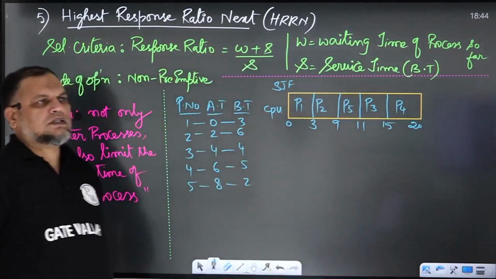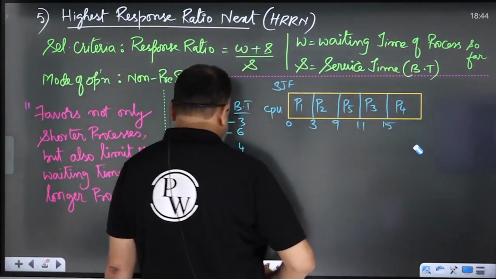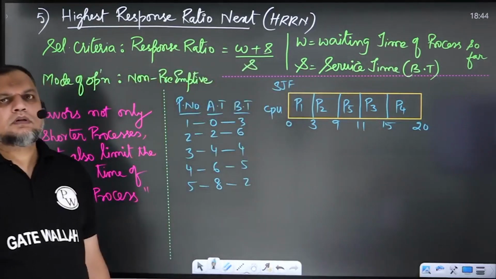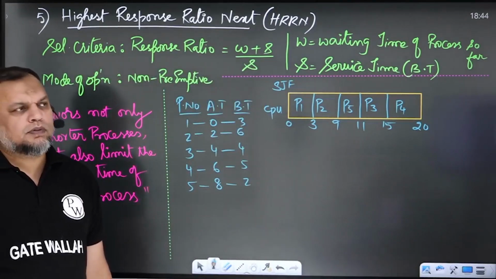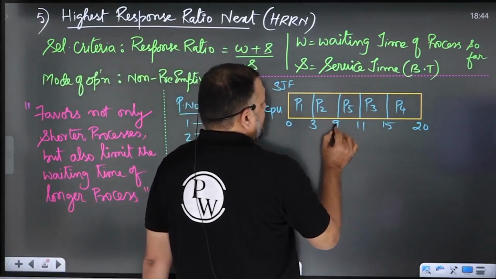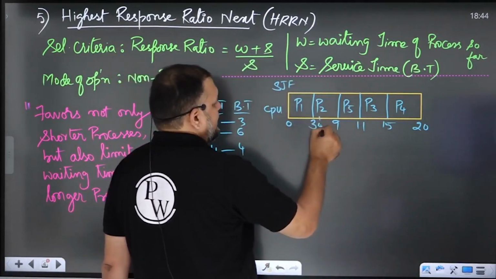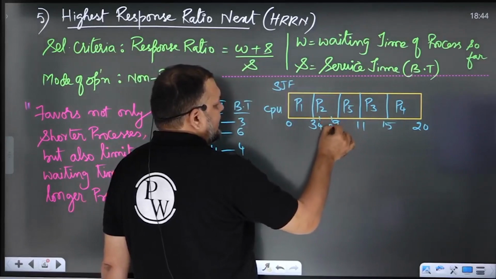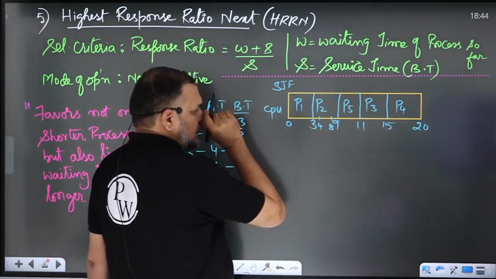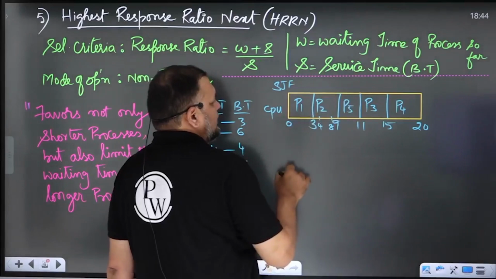So boys and girls, here I would like to show you starvation. How is starvation going to happen here? Kindly observe. At time 9, P3 actually was available by time 4. When my time was 4, P3 was there. Just before 9, at time 8, P5 came, and got immediately favored.